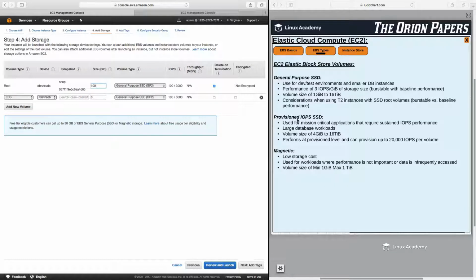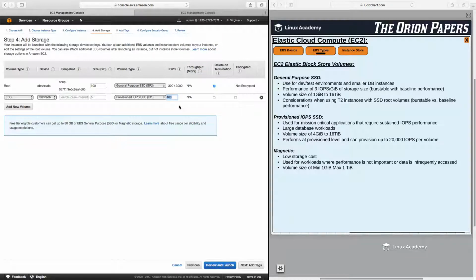So the size has a direct relationship to the amount of IOPS you are going to have for any EBS volumes. Now let's talk about provisioned IOPS SSDs. So I'll select that down here. And with provisioned IOPS SSDs, they are used for mission-critical applications that require sustained IOPS performance. So this is not going to be burstable. The IOPS that we select here is going to be the IOPS that we are always going to get. So if you always need to have 2,000 IOPS, 3,000 IOPS, up to 20,000 IOPS.